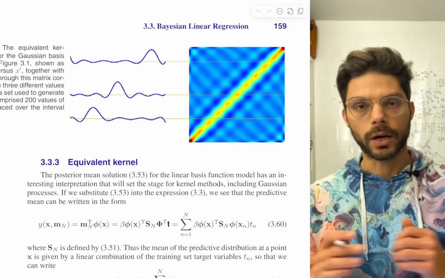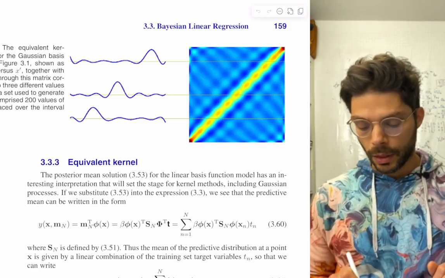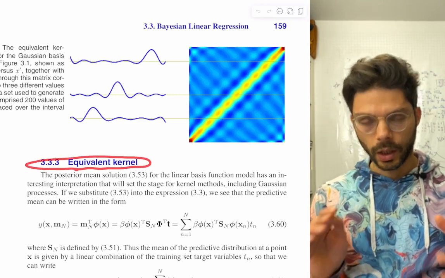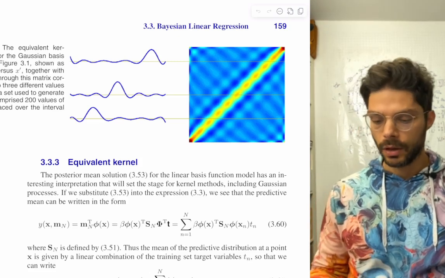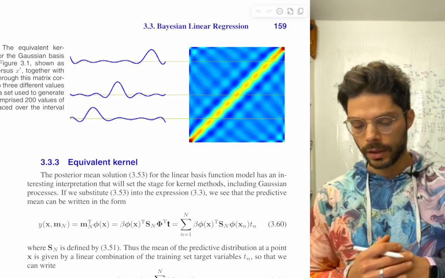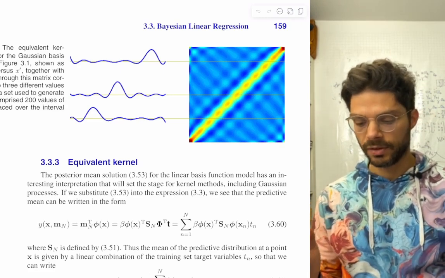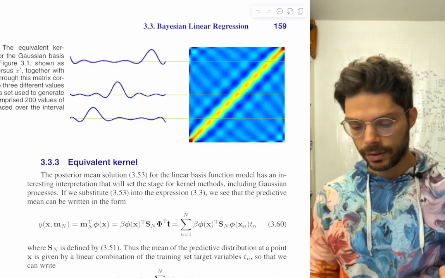Hey folks, we are back, section 3.3, talking about a really cool concept called the equivalent kernel. It's a different perspective on how to do regression, which I think is really going to come up a lot in chapter 6, but it's nice to get a preview of it here.